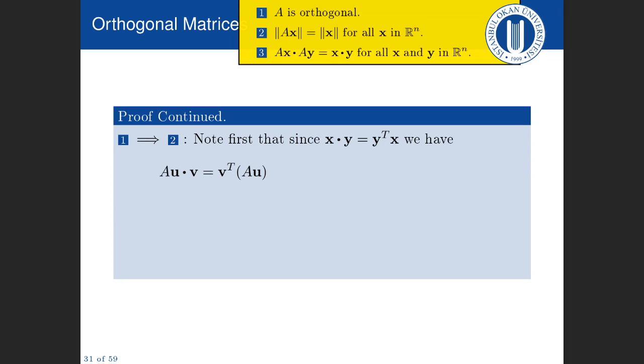Let me remind you that the dot product of two vectors, what we can do is we can take the transpose of one of the vectors, it doesn't matter which one, either x or y, put that on the left and multiply it by the other vector. The dot product of x and y is the same as y transpose multiplied by x. So Au dot v is the same as v transpose multiplied by Au. Move the brackets, that's the same as v transpose A multiplied by u.